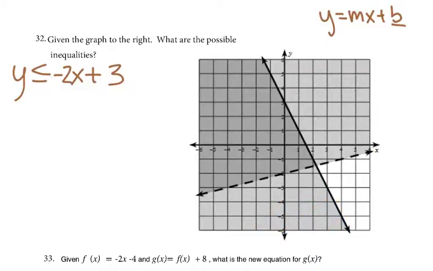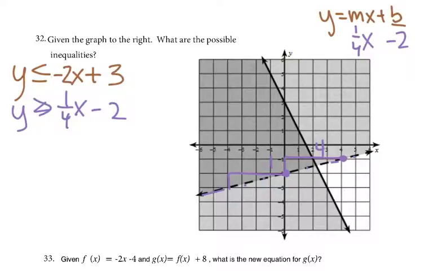Okay, now we need to do the dotted line guy. So a y-intercept of negative 2, so negative 2 here. A slope looks like it goes up 1, positive 1 to the right, 4. Right? So up 1 to the right, 4, yep. So it would be 1 over 4x minus 2. So now we know it's not equal to because it's dotted, but I need to know, is it less than or is it greater than?